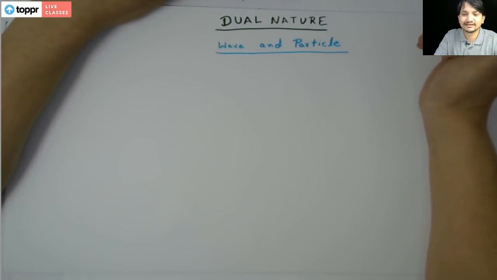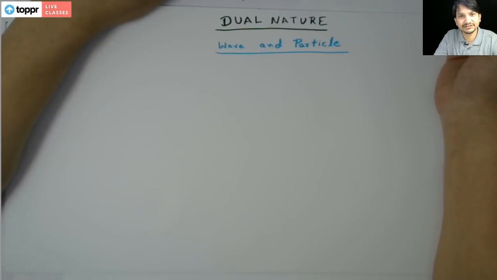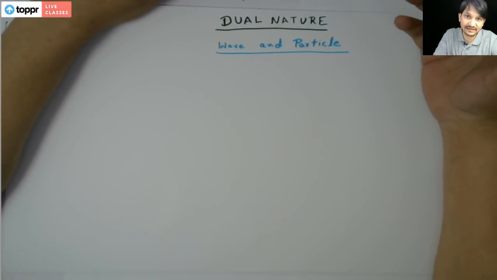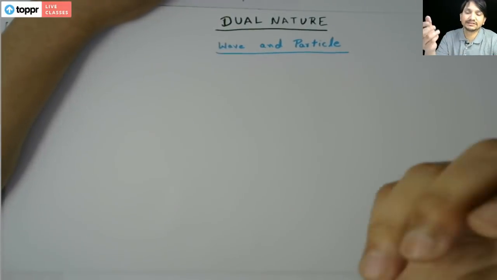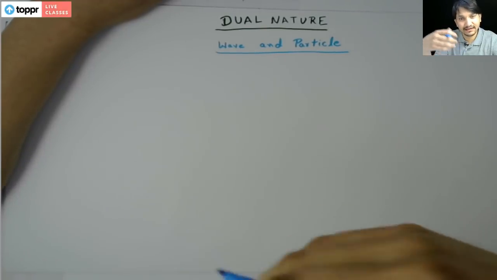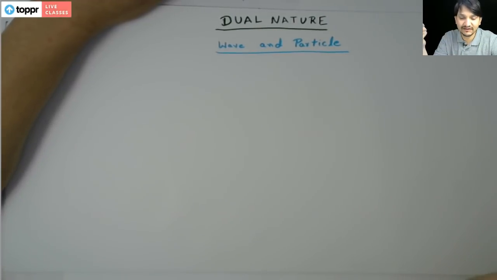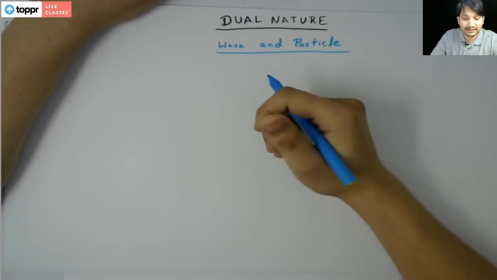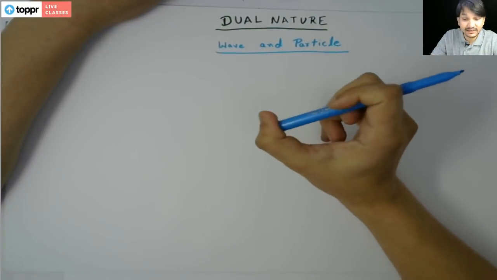Hello students. Today our topic is dual nature of light. So we'll discuss the wave particle duality of matter. You can say that light has a wave character as well as a particle character, and depending on the situation it can behave more like a wave, and at other times it may behave more like a particle.